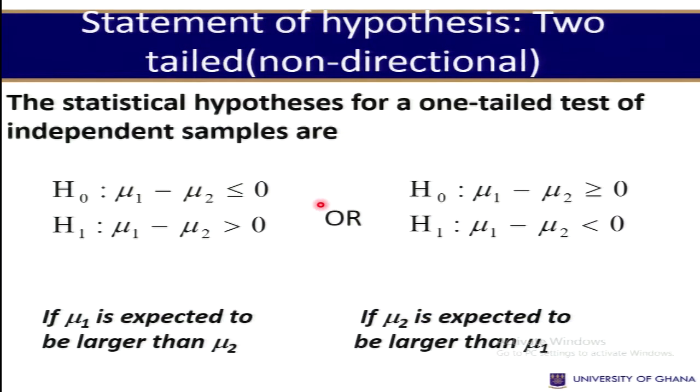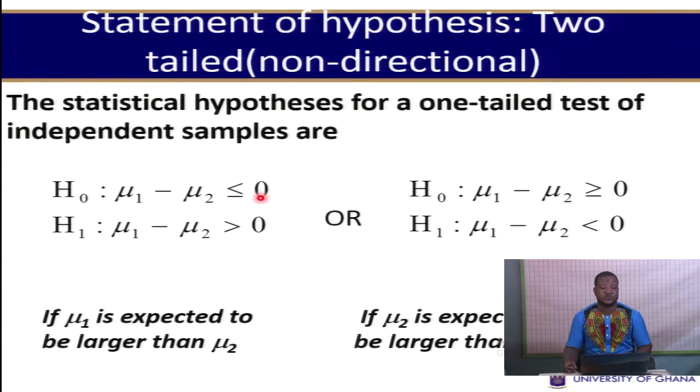Now let's look at the case where we are dealing with a one-tailed situation. That's a directional situation. Here the statistical hypotheses for a one-tailed test of independent samples are stated as follows. Remember we talk about one-tailed and two-tailed. We said one-tailed is where we have given it a direction. We are sure where it will be. So when it comes to one-tailed, we'll be specific as to whether the mean of the first one will be bigger than the mean of the second one, or the mean of the first one will be smaller than the mean of the second one. We will be specific as to where the difference will be, which one will be bigger than the other. So that is what we have here.